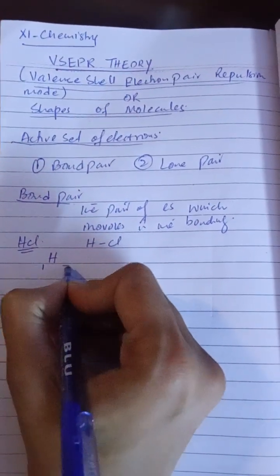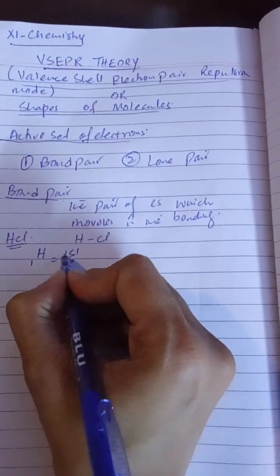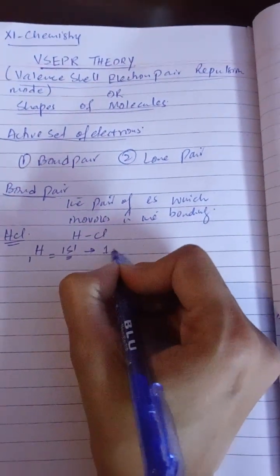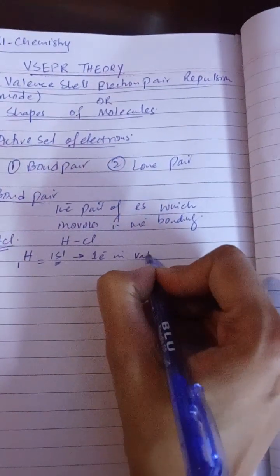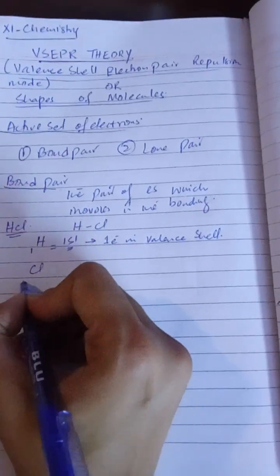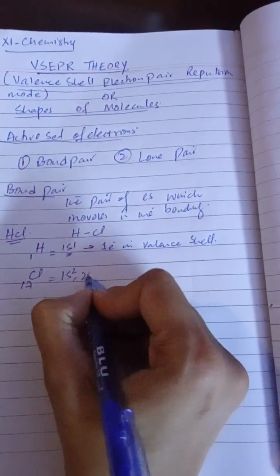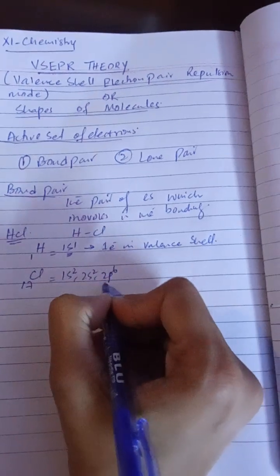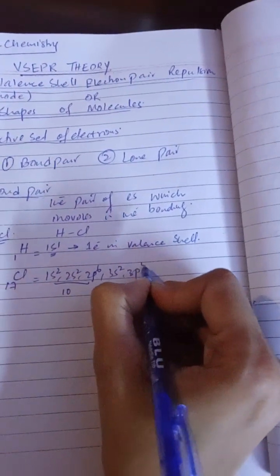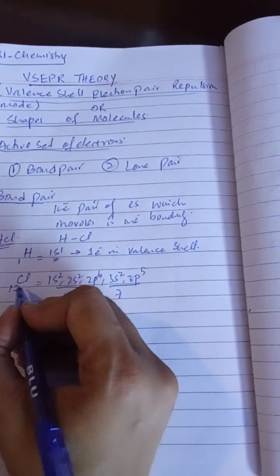Hydrogen, atomic number 1, is 1s1, which means its outermost shell is the first, and it has one electron in the outermost shell or valence shell. As far as chlorine is concerned, atomic number 17, the electronic configuration will be 1s2, 2s2, 2p6, that makes 10, then 3s2, 3p5, that makes 7. So a total of 17 electrons are present in the chlorine atom.